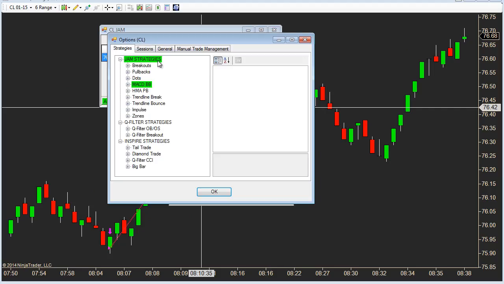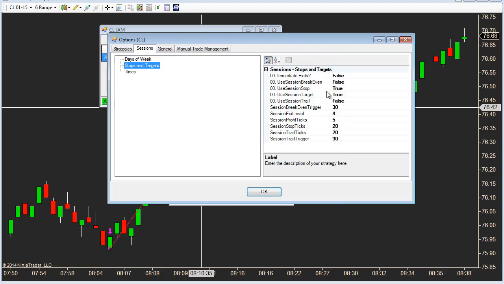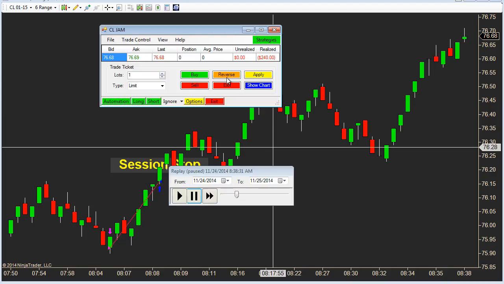Let's go back in here for a minute. Okay, and all of the other things work very similar in that you can use a session trailing stop, and you can set the trail trigger and the trail tick. So if at 30 ticks I want to trail, let's say by 10 ticks, it'll do that. And let's do this. When I'm up 10 ticks, I want to trail by 20 ticks. I'm going to turn off session stop, and I'm going to leave session target on. That's fine. So let's see what that looks like.